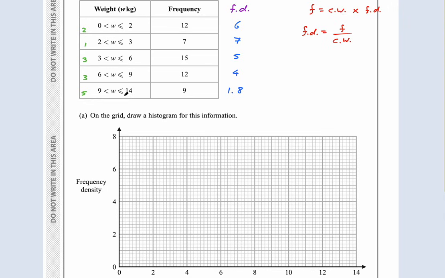Okay, so now what I do is I go to this one. So 0 to 2, and I'm going to go up to 6. So 0 to 2 is my bar, and I'm going to go up to 6, join it across. That's my first bar. Then 2 to 3 is 7. 3 is here. I'm going to go up to 7, go across, and down. That's my next bar. Then 3 to 6, which is to here, goes to 5. So I go to here and then across.